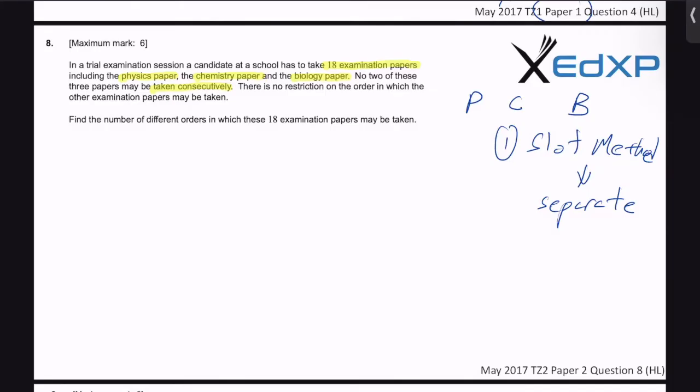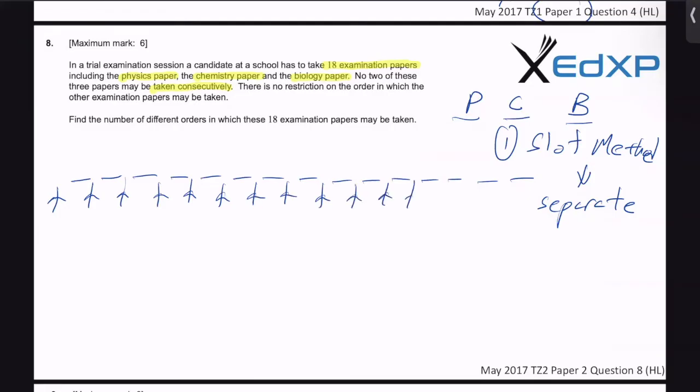So when I want to separate papers, physics, chem, bio, I ignore them first. I focus on the rest. So we have 15 papers left. I will arrange them 1, 2, 3, 4, 5, 6, 7, 8, 9, 10, 11, 12, 13, 14, 15. So I have 15 papers that are not physics, chem, or bio. Okay. And I want to slot these physics, chem, and bio papers in between all the other papers. Okay, this is one of the best methods to separate all our objects. And if you notice, we can have a total of 16 slots.